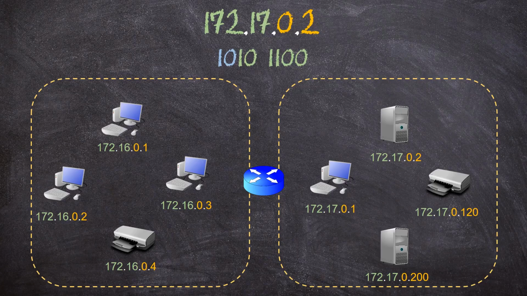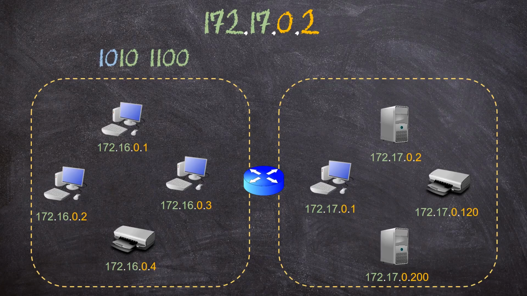Now, what if it wants to send a packet to 172.17.0.1? It does the same thing, and it determines that the destination is on the 172.17 network. This is different to its own network, so it can't send traffic directly. It needs to send traffic to a router first.